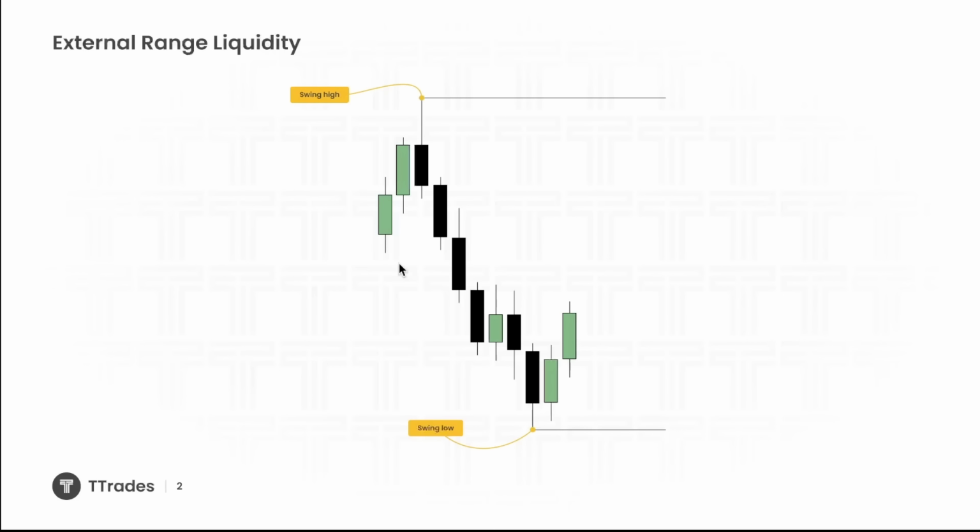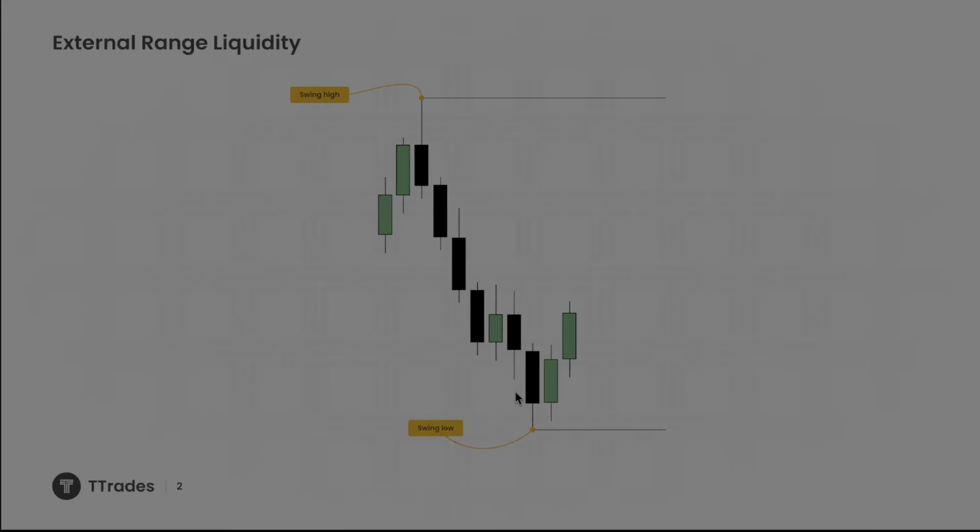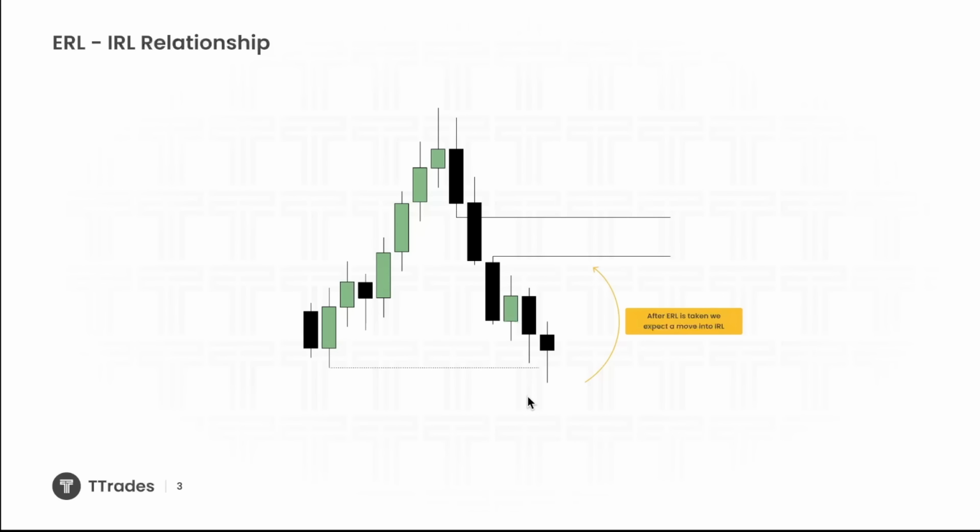The next thing we have to review is what is external range liquidity. External range liquidity is just a swing high or a swing low. So now that we understand what internal and external range liquidity is, what is their relationship? Well, we expect price to move from internal to external and external to internal.